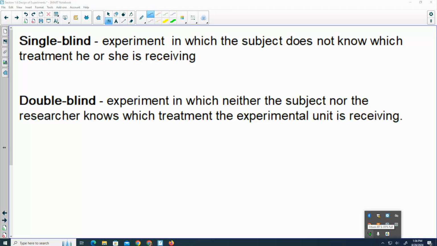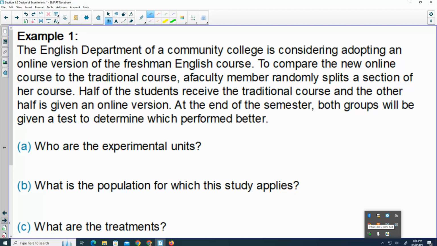Let's look at some examples. The English department of a community college is considering adopting an online version of the freshman English course. To compare the new online course to the traditional course, a faculty member randomly splits a section of her course. Half the students receive the traditional and the other half is given an online. At the end of the semester, both groups will be given a test to determine which performs better.